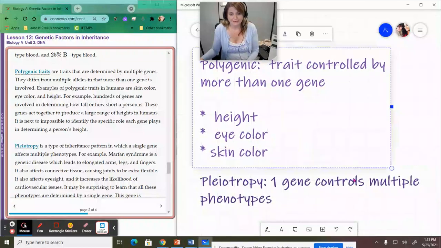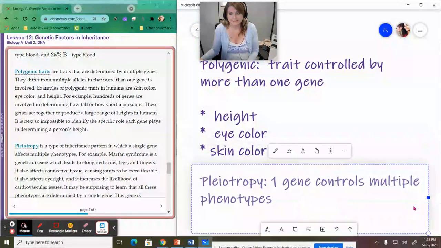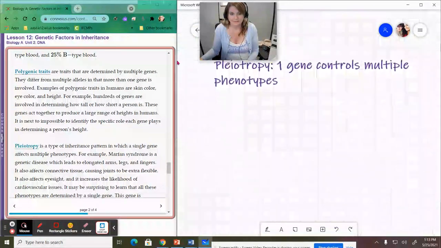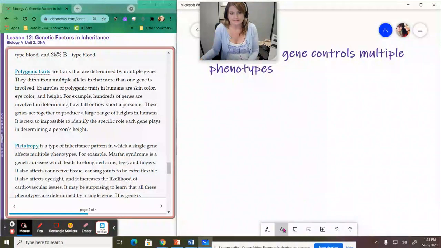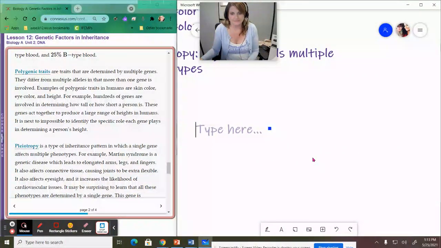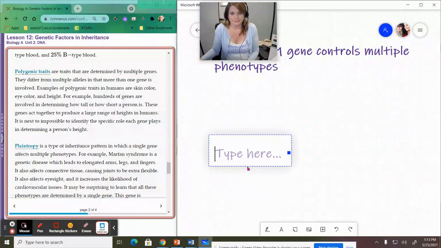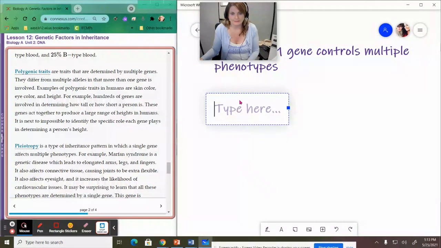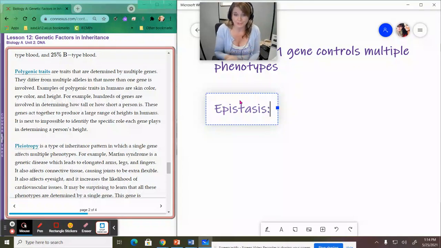And then finally, our last situation, which is kind of interesting, is called epistasis. And I think epistasis is kind of fascinating. So epistasis is where you have more than one gene. So you've got one specific gene that actually affects the expression of another gene.